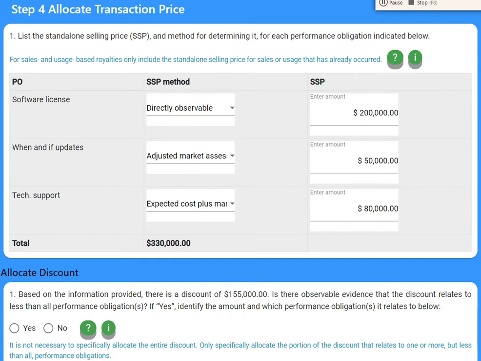So looking now at step 4, what you're seeing is asking a question to list a standalone selling price and method for determining it for each performance obligation. The idea is that the transaction price that we previously determined in step 3 will be allocated to each performance obligation based upon its relative standalone selling price.